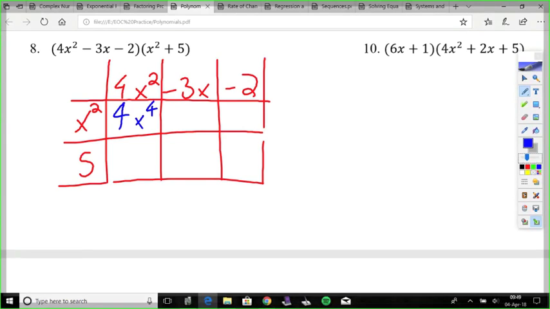The box right below it would be 4x squared times 5. Now, 4 times 5 is 20. And I still have x squared. There's no x's with 5, so I didn't have to add any more to that x squared. All right, the next box, negative 3x times x squared. This would be negative 3x to the 3rd. And that's because x squared combined with an additional x adds up to 3 x's in total, so that's why it's x to the third. Negative 3x times 5 would be negative 15x. And the last column, so negative 2 times x squared would be negative 2x squared. And negative 2 times 5 would be negative 10.